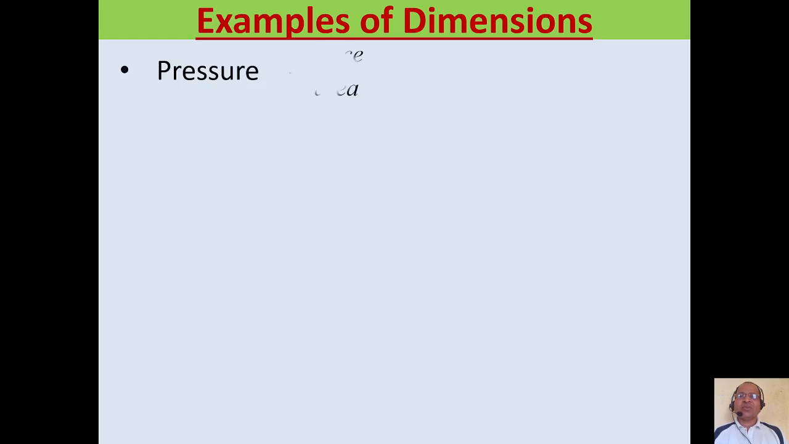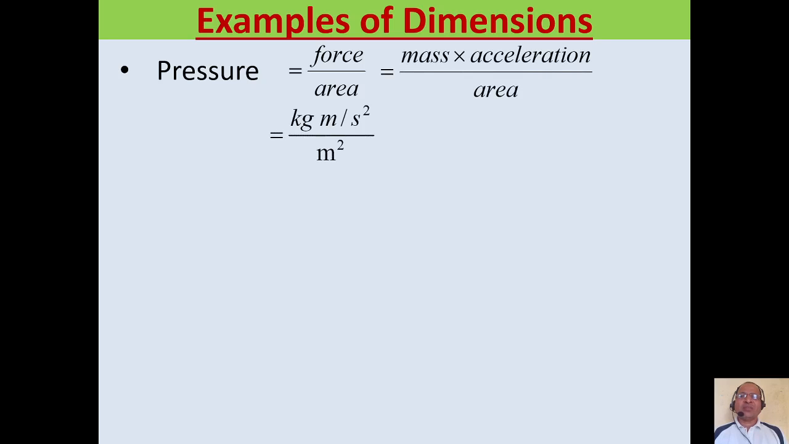Let us have another example, pressure, given by force upon area. Force, already we have seen, is mass into acceleration. Area as it is, so it can have the units. For mass we write kilogram, for acceleration meter per second square, for area we write meter square. Simplifying it, we can write kilogram per second square upon meter. Again, further simplifying it, we can write it as kilogram second raised to minus 2, meter raised to minus 1. All the quantities at the denominator are shifted to the numerator by assigning a negative sign or minus sign to them.